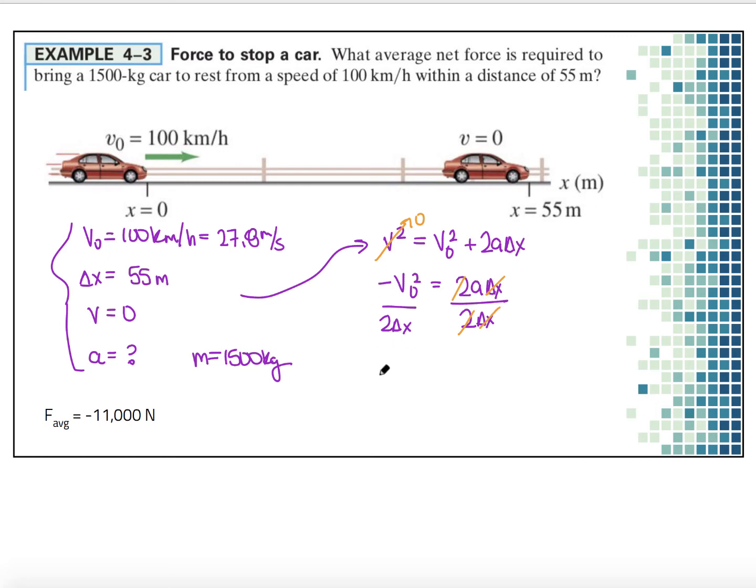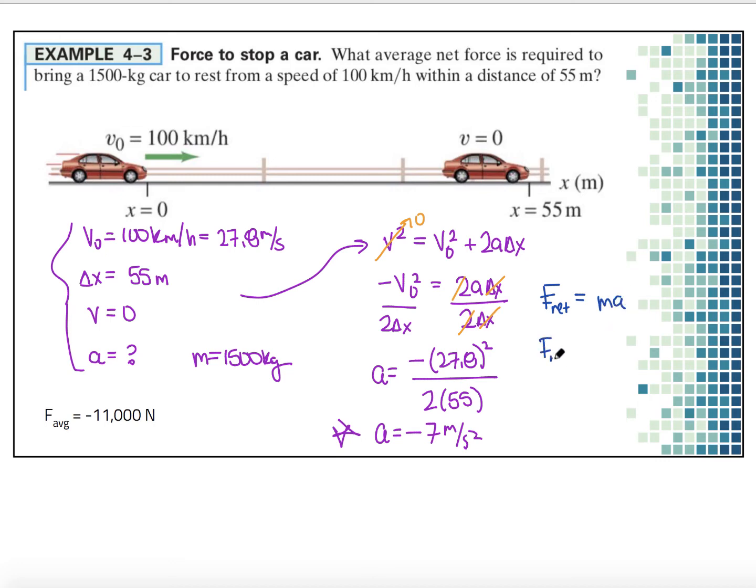So this here is my substitution part. So I'm going to have negative 27.8 meters per second squared over 2 times 55. So plug that into your calculator and you find that your acceleration is about negative 7 meters per second squared. So we used kinematics to calculate our acceleration. Now we can use Newton's second law to calculate the net force on our car. So Newton's second law, remember, says the net force is equal to mass times acceleration.